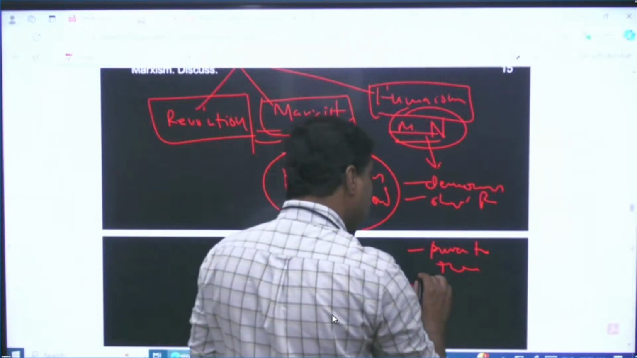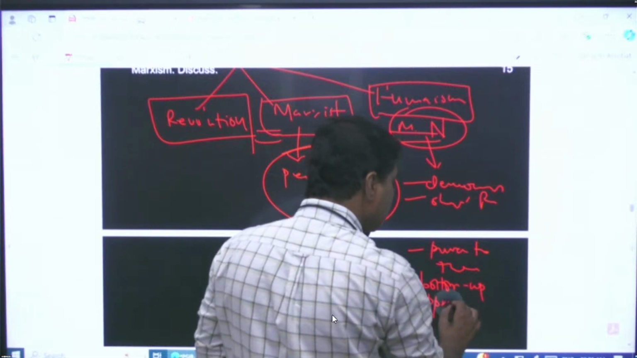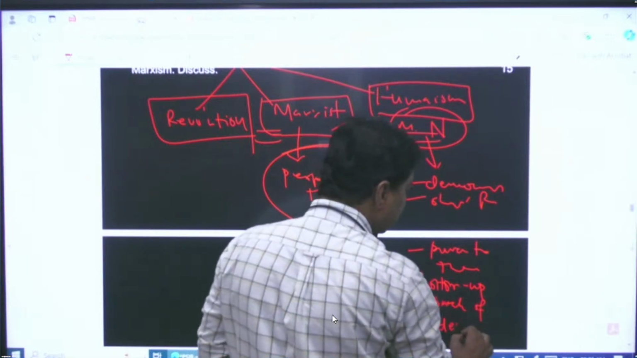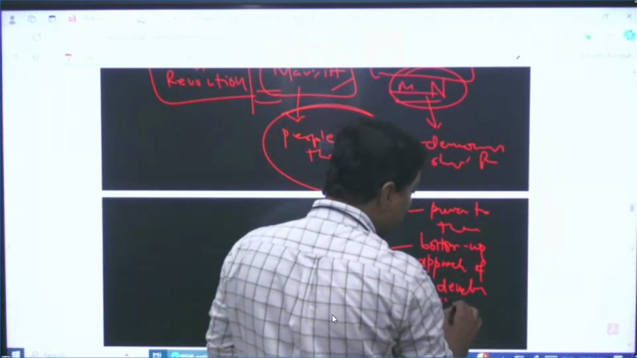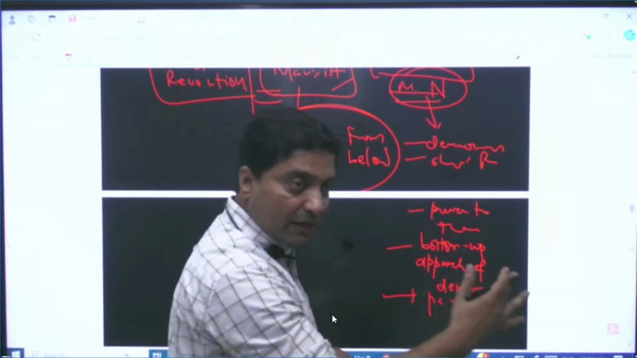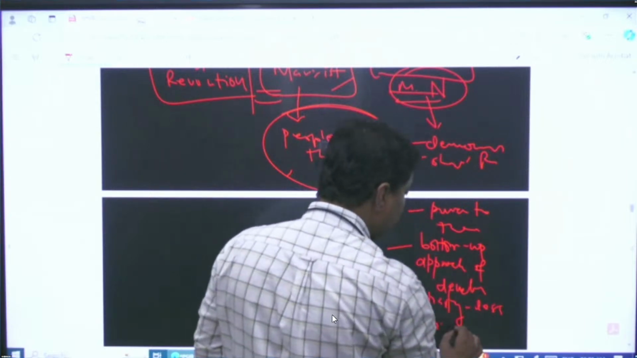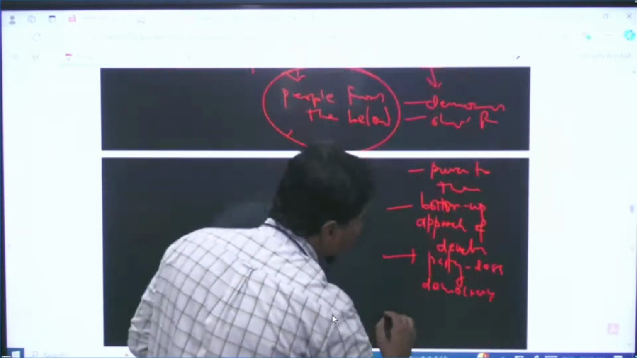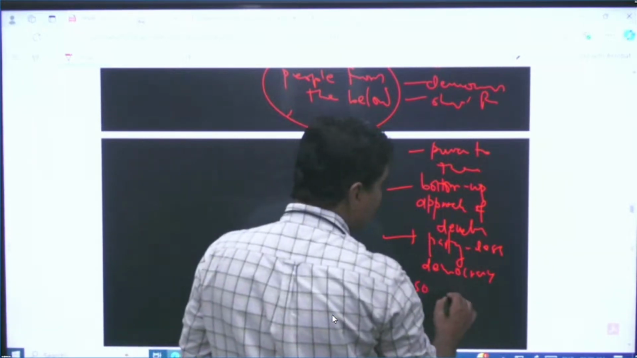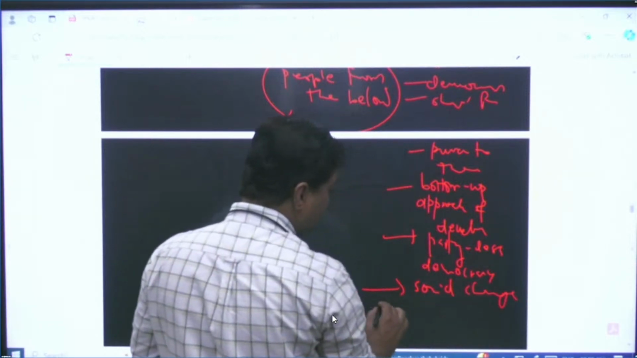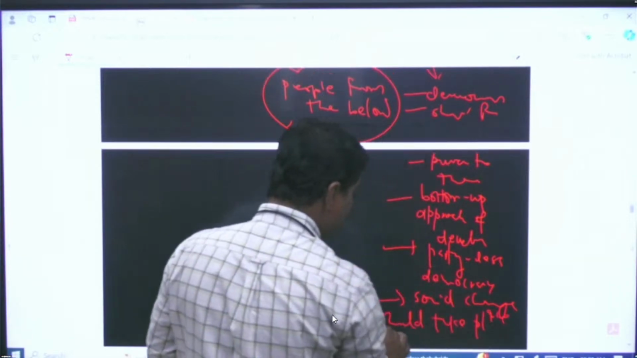What was development? Bottom-up approach of development. He thought about partyless democracy. Marx also talks about a partyless society. And he said social change should take place from below, right?